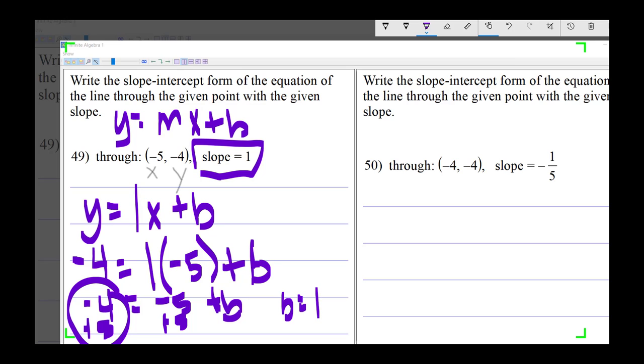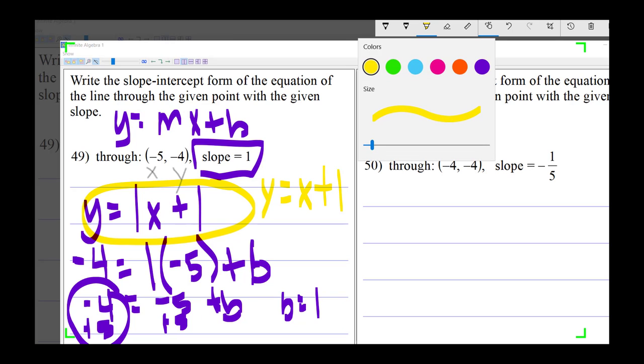So then what I'm going to do is take that and substitute it in there. And there's my equation. Y equals 1x plus 1. And really and truly, y equals x plus 1, because we don't really write the slope coefficient of 1. Show you again with the next problem.